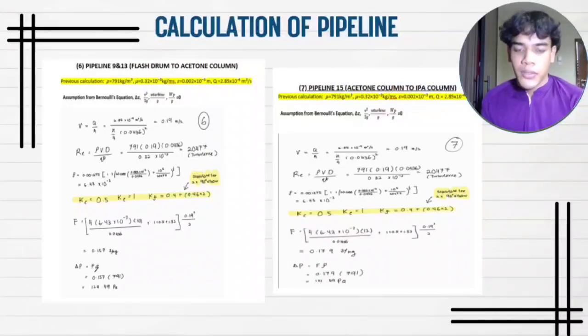Before that, we use 4 multiplied by the length by the friction factor, and then we divide by the diameter plus KE, KC, and KF, and then multiply again with the velocity to the power of 2 over 2. After we get the total friction loss, we can calculate the pressure drop using the formula friction loss multiplied by the density, and then we get the total for our pressure drop.